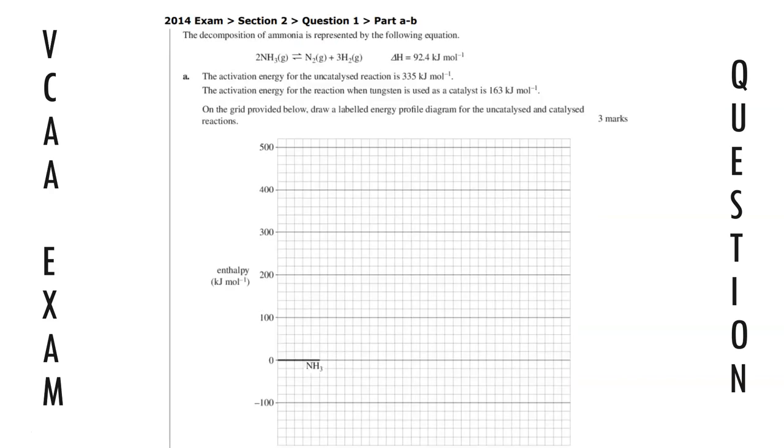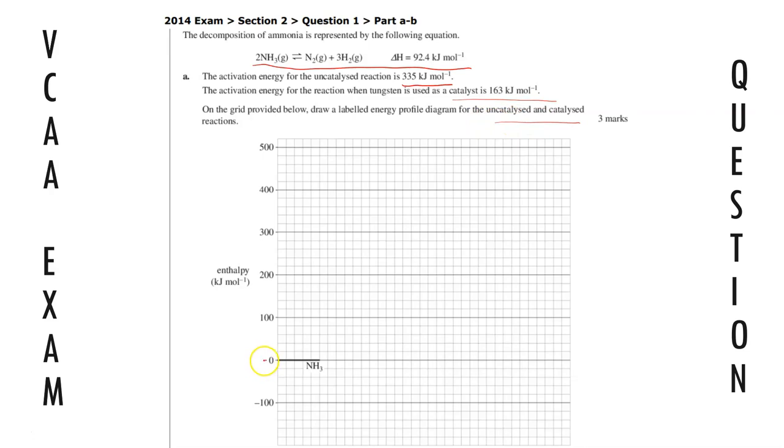So if we have a look at this one, we're looking at the decomposition of ammonia, and it's been given as this equation here. We can see that the enthalpy value is positive. The activation energy is given as 335 kilojoules per mole. The activation energy for the reaction when the catalyst is added is 163 kilojoules per mole. So on the grid, we've been asked to draw a labeled energy profile diagram for the uncatalyzed and catalyzed reaction.